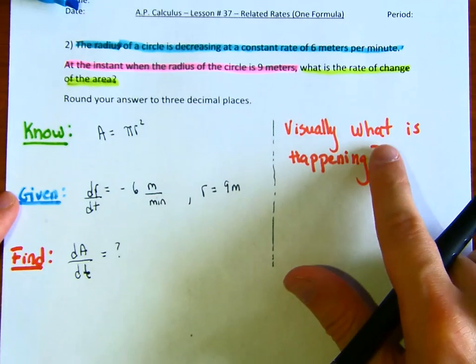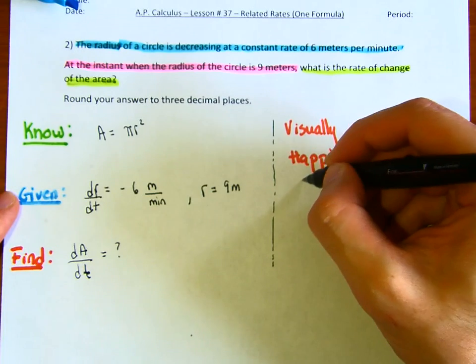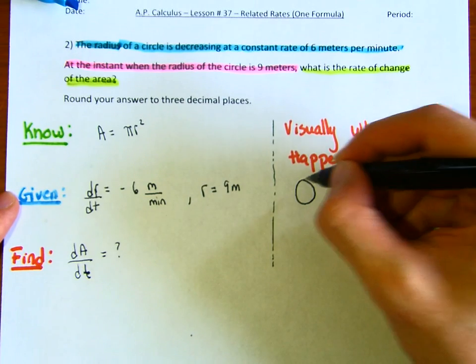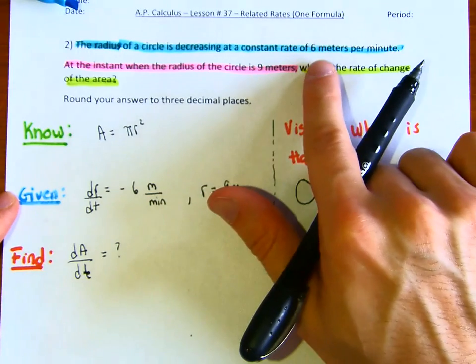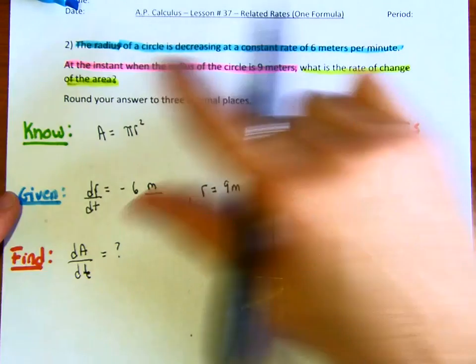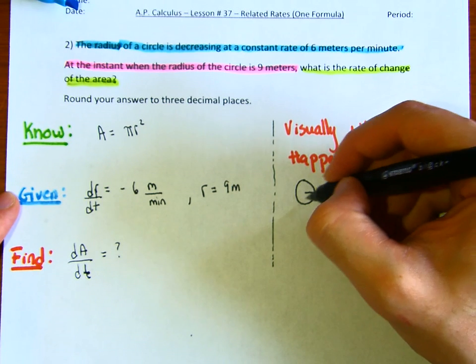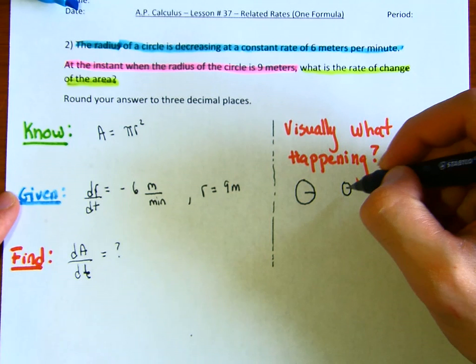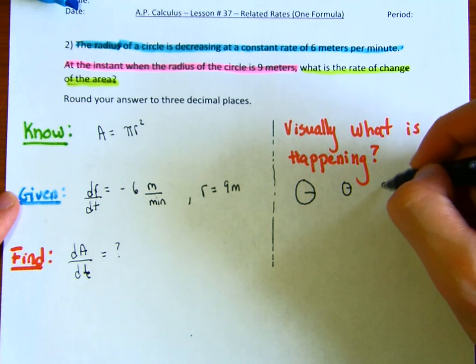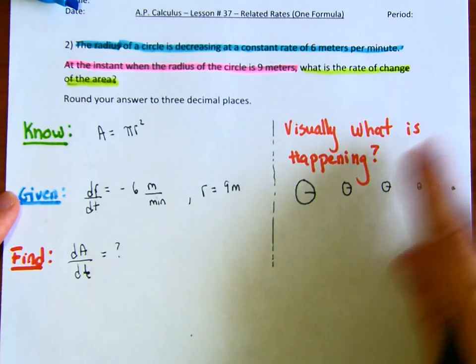Now, visually, what is happening here? Same idea as the previous question. You have a circle, and the radius of the circle is decreasing at a constant rate. So every second, whatever the radius is originally, the radius is decreasing. And notice if the radius is decreasing, then your circle has to be decreasing as well. So that's visually what's happening.